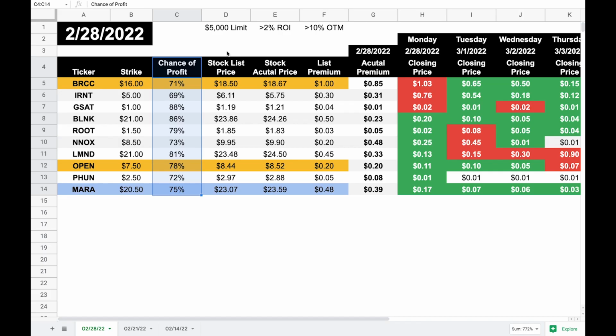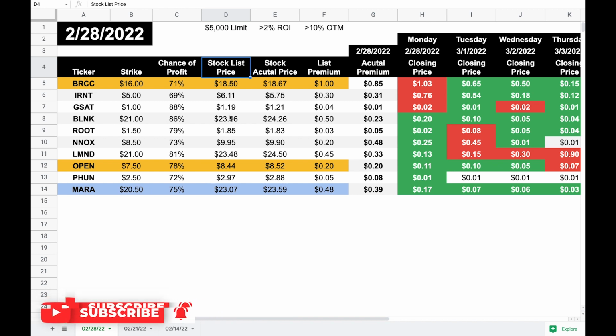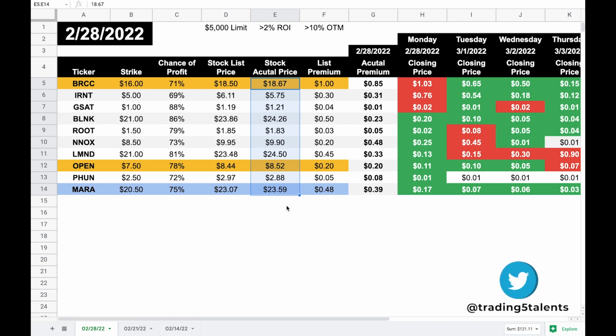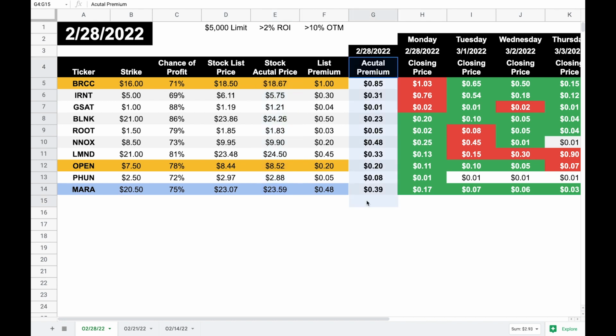All right, the next column is the stock list price, and this is just the closing price of the stock on Friday. The actual stock price is the opening price, at least within the first 5 minutes of market open Monday morning. I put those in here because, again, sometimes there are gap ups or gap downs. And then also the premium that is listed on the website is right here. So basically these are premium close prices from Friday, and then the actual premium come Monday morning.